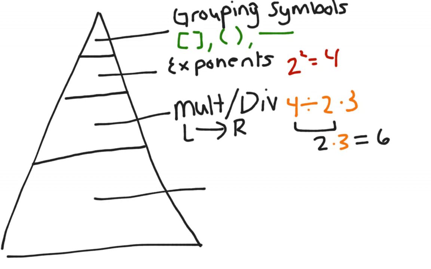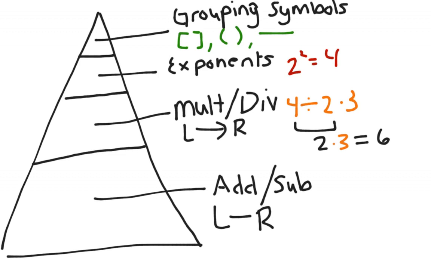Final level is addition and subtraction. Similar to multiplication and division, you're going to do addition and subtraction in order from left to right. So for example, if we have 5 minus 3 plus 7, we would first do 5 minus 3 to get 2, and then add 7 to get 9. So see, we did the order from left to right, since we only had addition and subtraction.